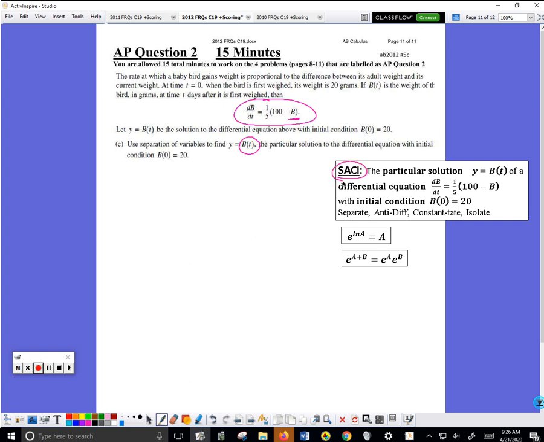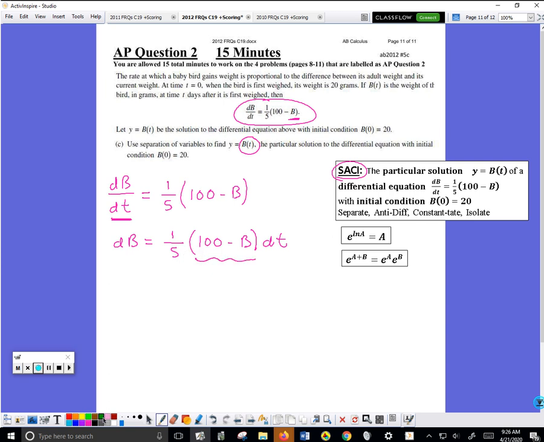So dV/dt equals (1/5) parenthesis 100 minus B. We always multiply dt across first, so we're going to get dV equals 1/5. I don't like fractions. We can get rid of the 1/5 by simply multiplying both sides by 5. So I'm going to do that. I'm also going to divide both sides by the 100 minus B.